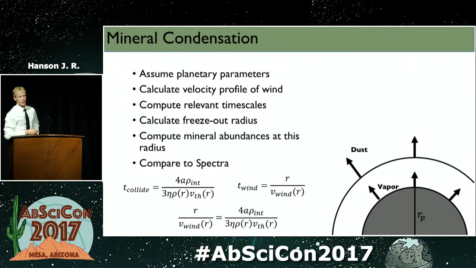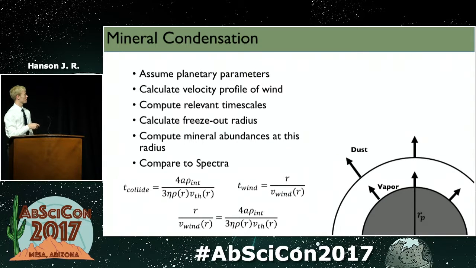So anyways, the part that would be nice to tell you more about is the mineral condensation portion. So I can give you a small teaser for that. And basically, what you do is you assume your planetary parameters. So you assume your surface temperature and stoichiometric composition. And then you calculate the velocity profile of your wind. So your wind profile depends on your mass and surface temperature. And then you will compute 2 relevant timescales. The first is basically the timescale for gas to condense onto grains. And the second is the timescale for the wind to diffuse.